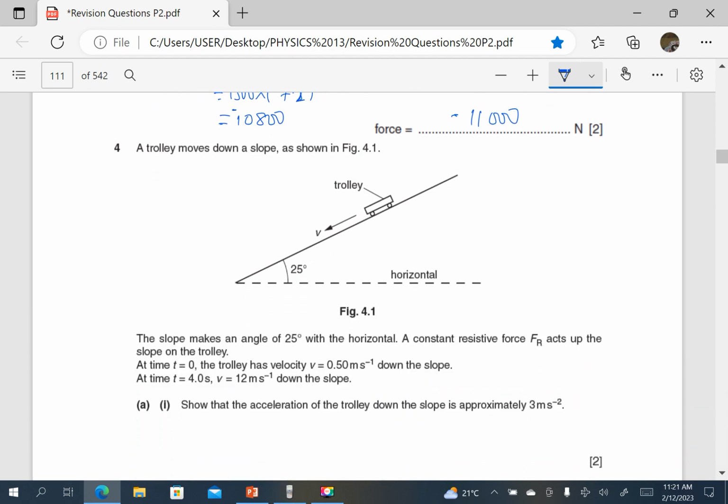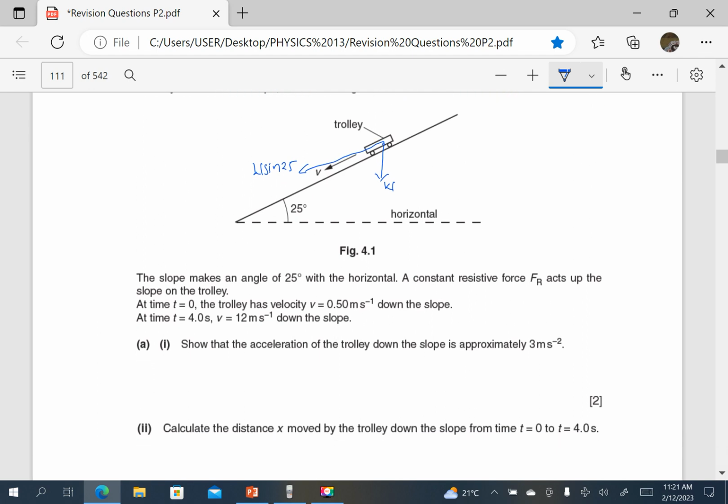A trolley moves down a slope as shown in the figure. We can first of all see the forces acting. The weight is vertically downwards. There's a component of the weight down the plane, which we have now seen as weight W sine of 25. That is down the plane. The slope makes an angle 25 degrees with the horizontal. A constant resistive force Fr acts up the slope on the trolley. At time t equals 0, the trolley has velocity 0.5 meters per second down the slope. At time t equals 4, v is 12 meters per second down the slope.